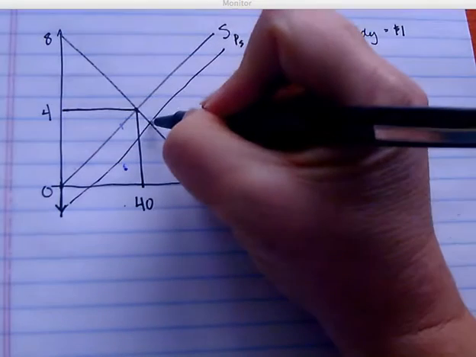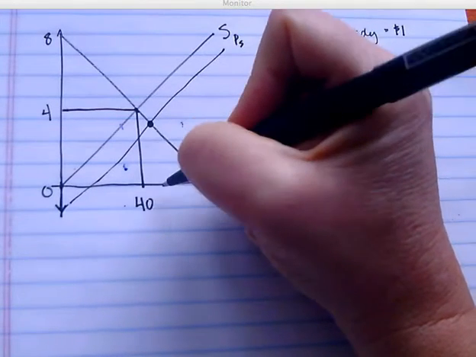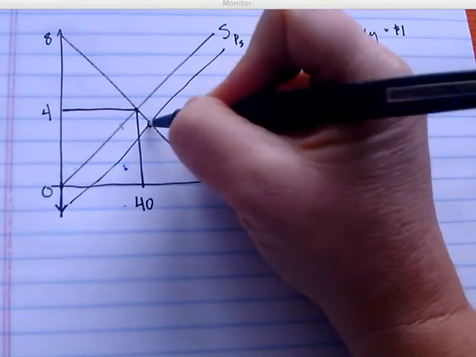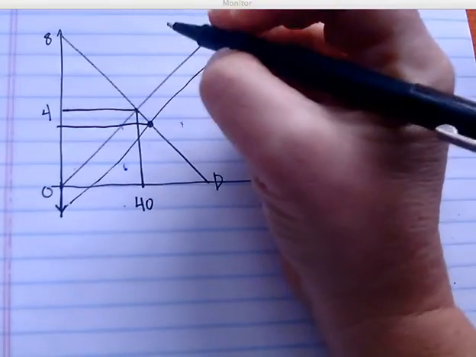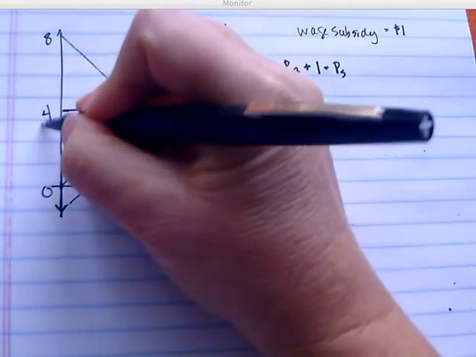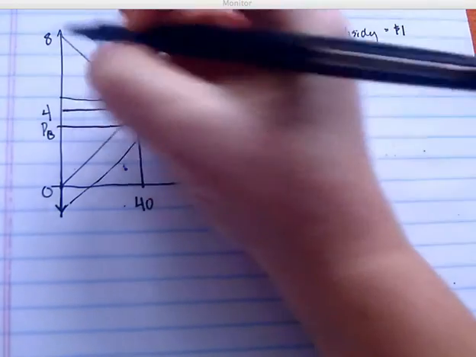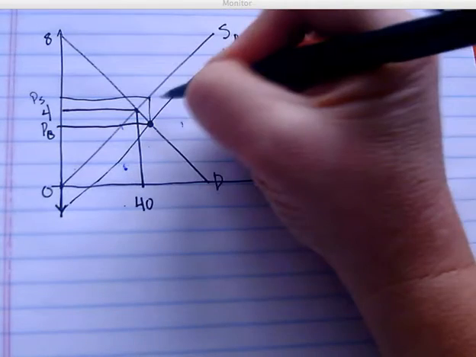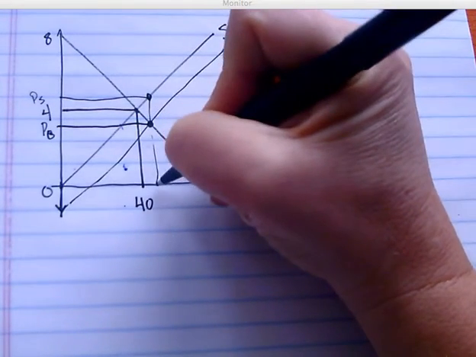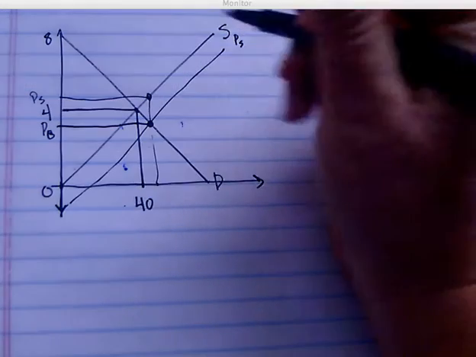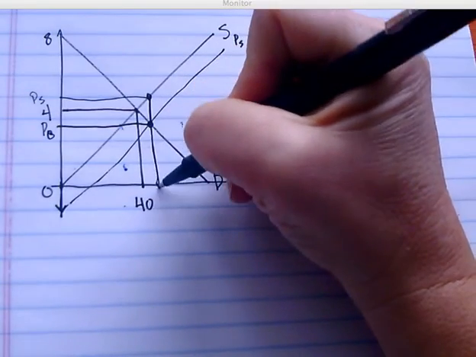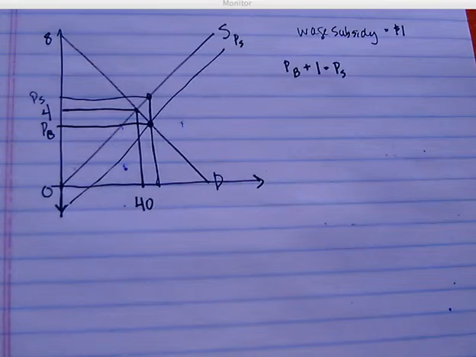And so what we're going to get is a quantity that is greater than the equilibrium quantity and a price to the buyer, right? We know it's the price to the buyer because it's on the demand curve, that is lower than the price to the seller. And so what we want to find out is what is this quantity that makes the supply curve and the demand curve equal, given that there's this wedge between them from the subsidy. Okay, so how do we actually calculate that, right?